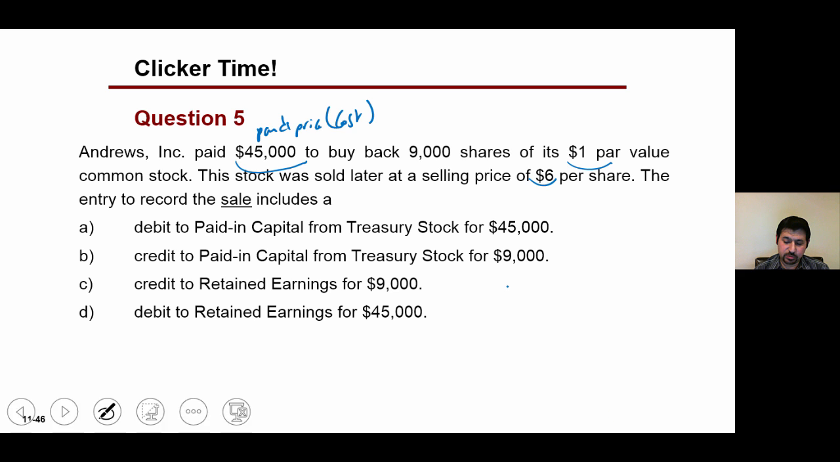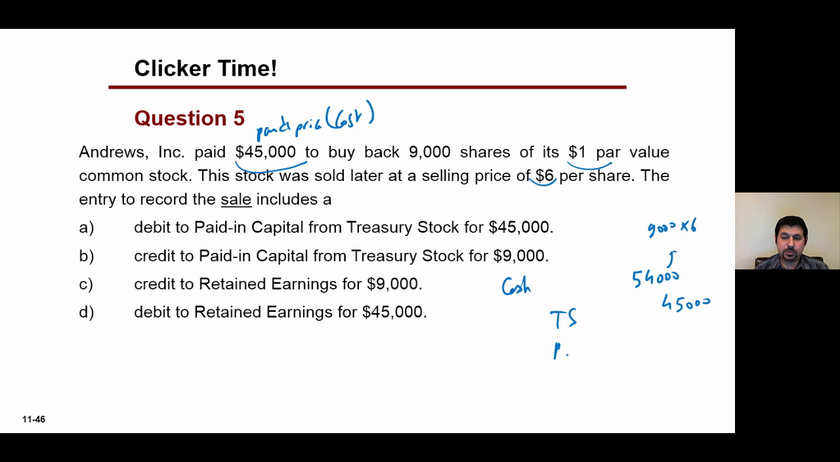And the stock was sold at $6 per share. So the journal entry would be the company will be debiting cash 9,000 multiplied by 6, which is 54,000. This is 9,000 shares multiplied by $6. The company will be crediting treasury stock the cost, which is 45,000, and the difference between the two is credited to paid in capital from treasury stock. That will be the difference of 9,000.